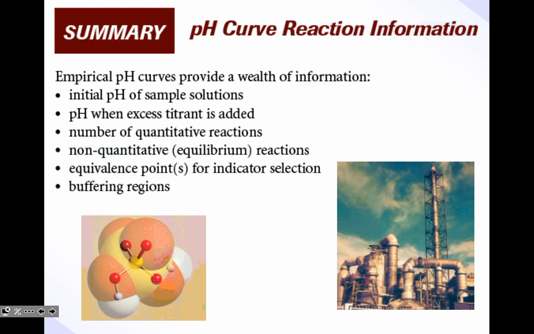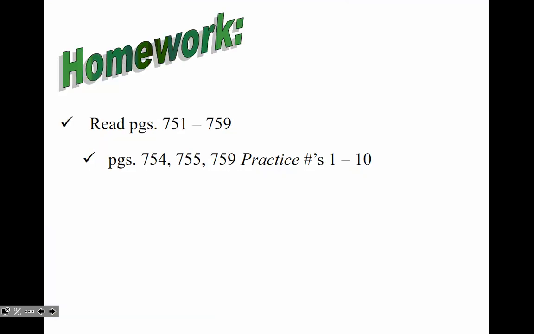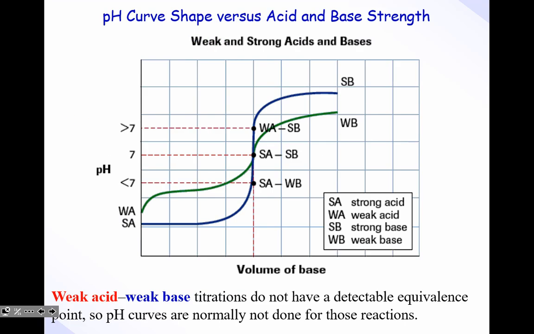So let's just summarize. Empirical pH curves provide a wealth of information: the initial pH of the sample, and the pH when excess titrant is added. So basically, it also gives you the pH of the sample and the pH of the titrant. It shows you the number of quantitative reactions. So if there's more than 1 bump, we're dealing with a polyprotic entity. It also shows non-quantitative equilibrium reactions, equivalence points for indicator selection, and the buffering regions. Remember, the buffering region is only the first horizontal line in the graph.